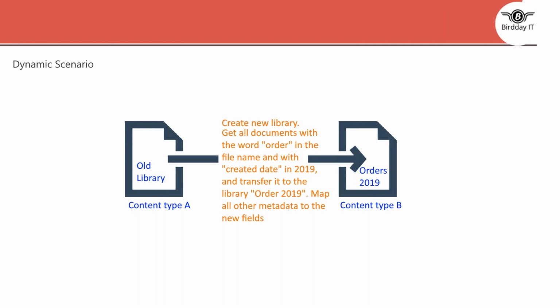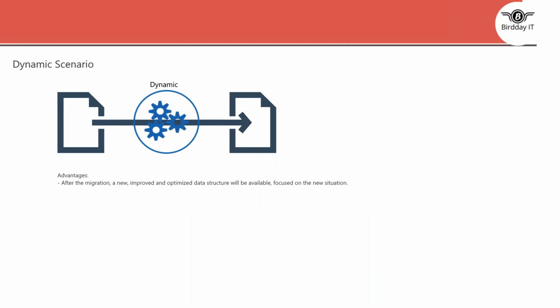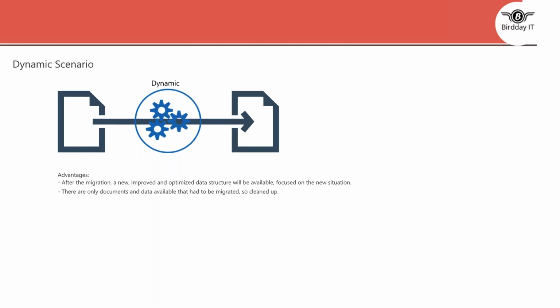Dynamic migration also has advantages and disadvantages, of course. The advantage is that after the migration, a new improved and optimized data structure is available, focused on the new situation. So if your design documents were good enough, you'll have created the ideal world. Also an advantage, there are only documents and data available that have to be migrated. So the new environment is cleaned up.